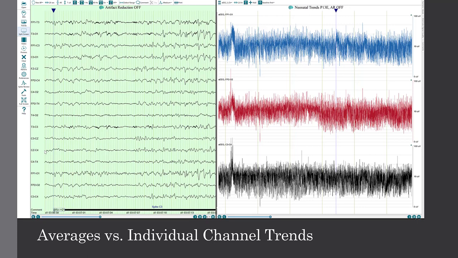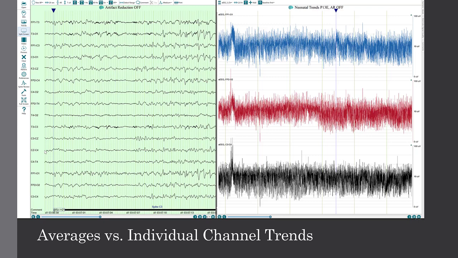Let's look at another example of using averages versus individual channel trends. This is looking at a neonatal record, and what we're using on the right are trends looking at FP1 to O1, FP2 to O2, and C3, C4. And we can see the seizures showing up in this trend.